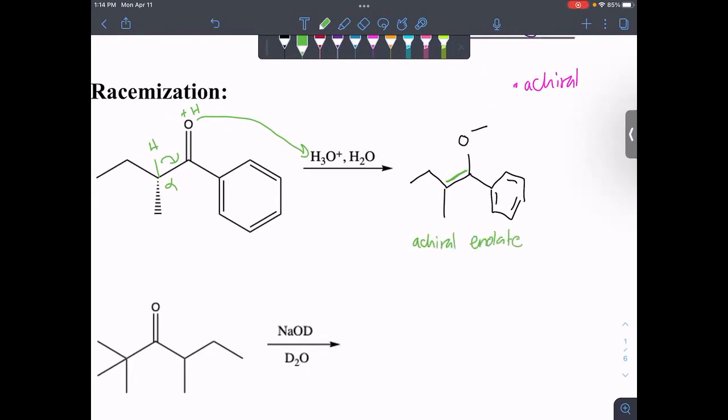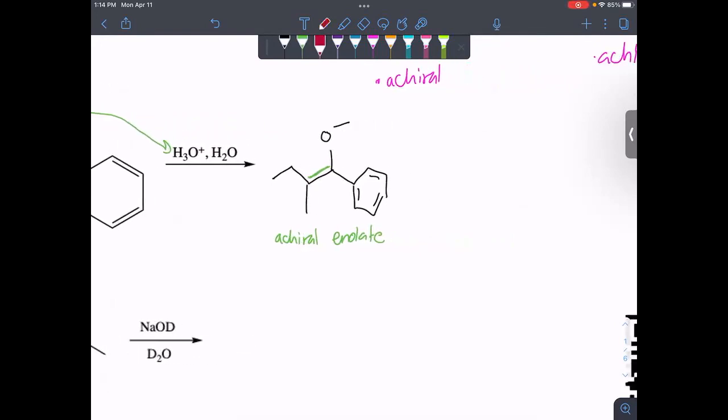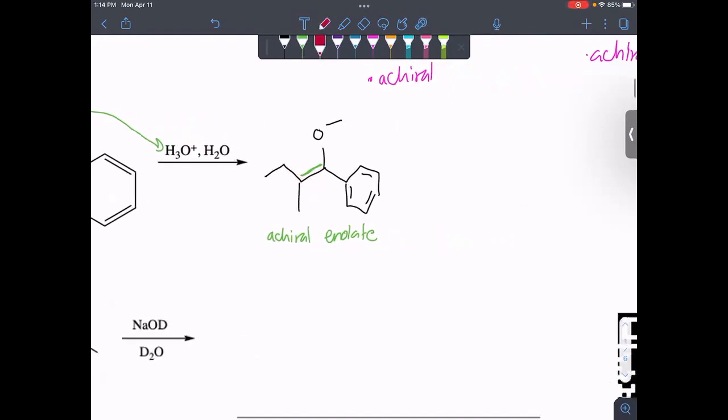So the original keto was chiral, and we just turned it into the achiral enolate. Remember, the keto and enol forms are at equilibrium. So you can imagine, like, when they equilibrate back and forth, the chirality is also going to change. So let's say we go in with water now and give the alpha proton back. We're just going to stick a proton back on the alpha carbon.